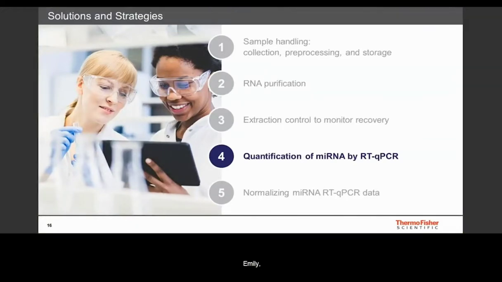All right. Emily, thank you so much for that nice overview of sample handling and purification. Now we will move on to our next topic, which is what solutions are available to quantify RNA, as well as normalization techniques.